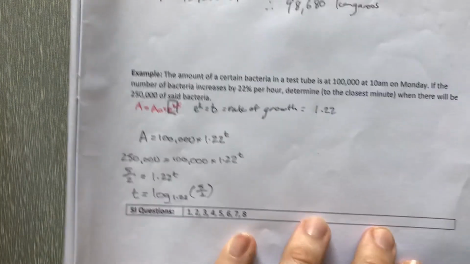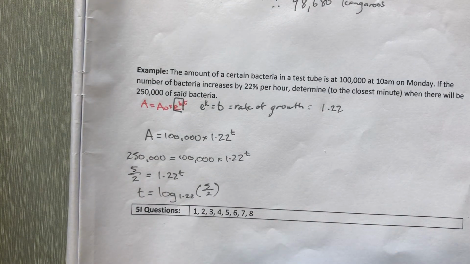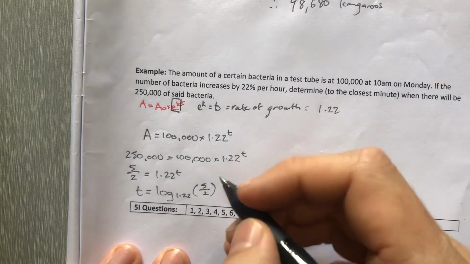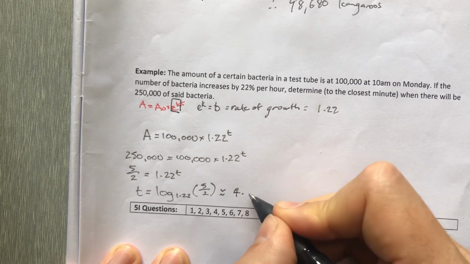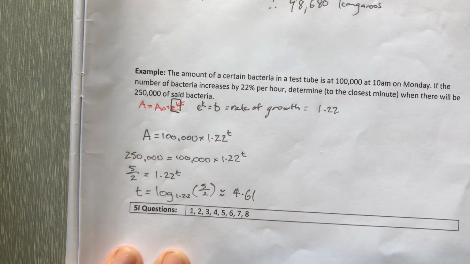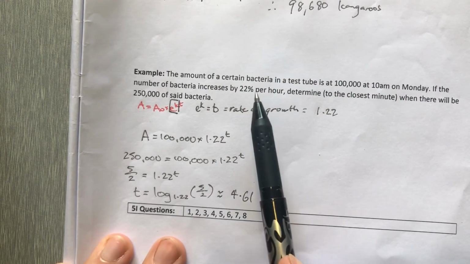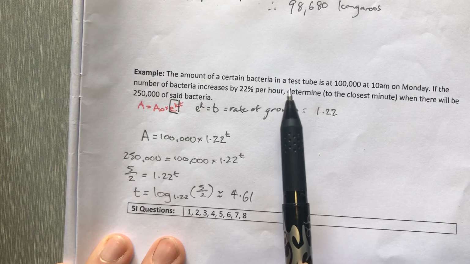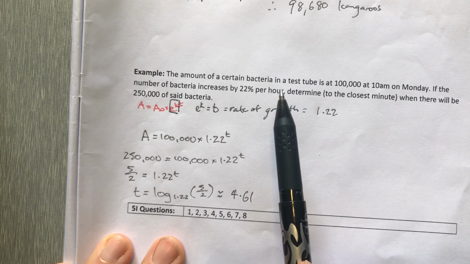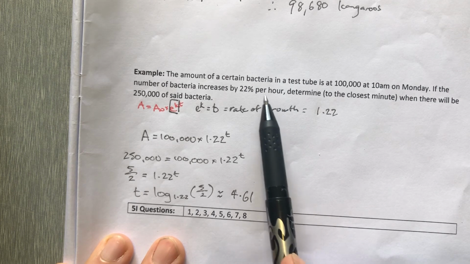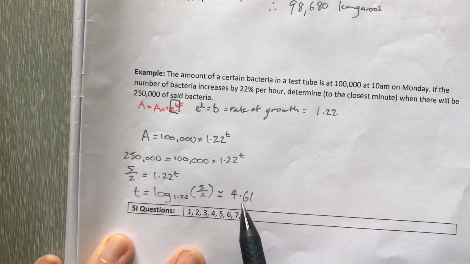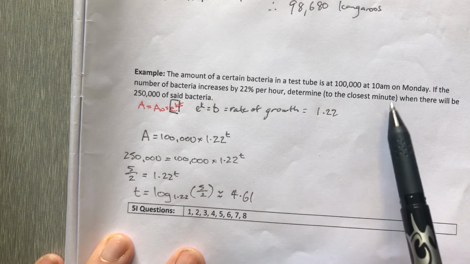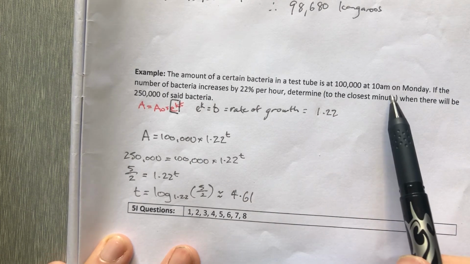Oh, hang on, sorry, that was out of the picture. It's a little bit hard for us to read. Let's work out what that is as a decimal. So you could put that into your calculator, and it's going to give you 4.61. Now 4.61, what's the unit of measurement? Yeah, per hour. So 22% per hour. So it's going to take us 4.61 hours after 10 a.m. on Monday to get there.